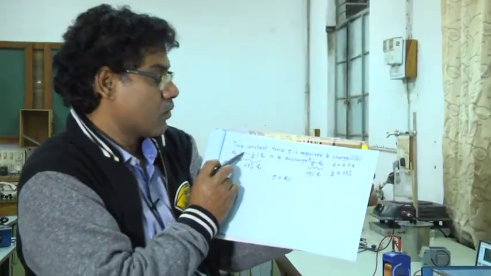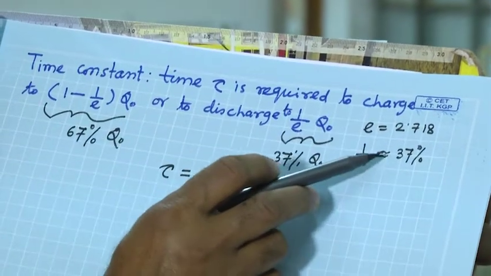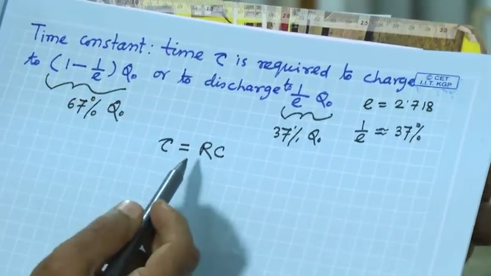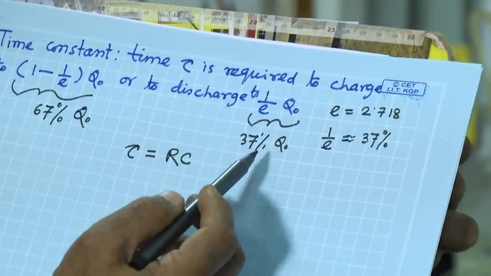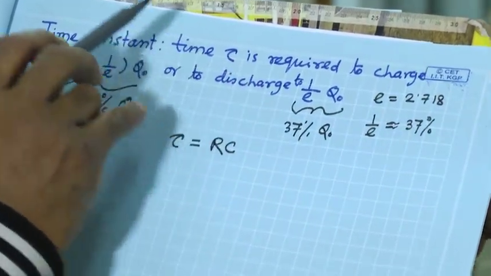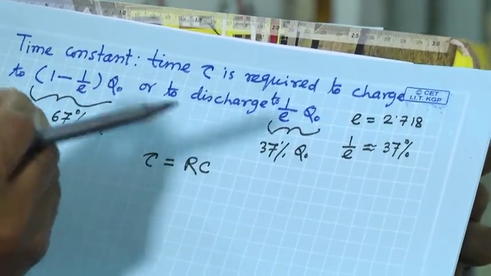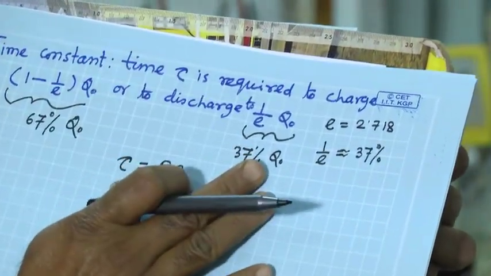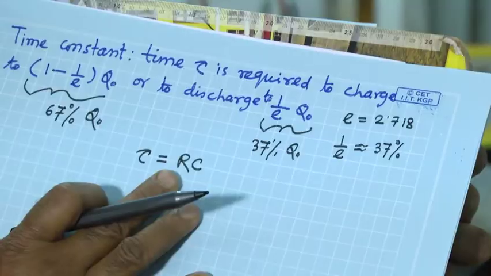By the way, 1 by e, where e is 2.718, is basically 0.37, so it's 37%. So in case of discharge, when it discharges to 37% of Q0 or V0, whatever time it takes, that's the time constant RC.